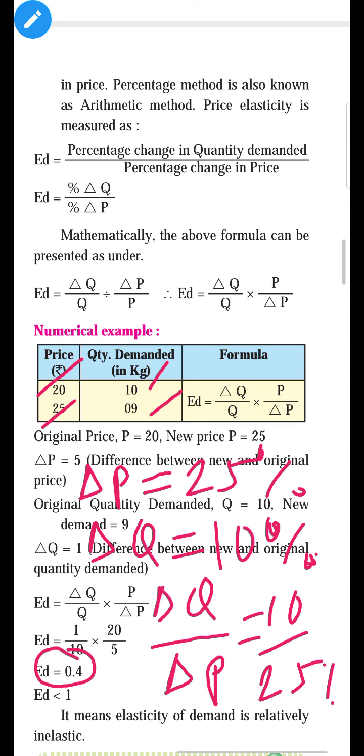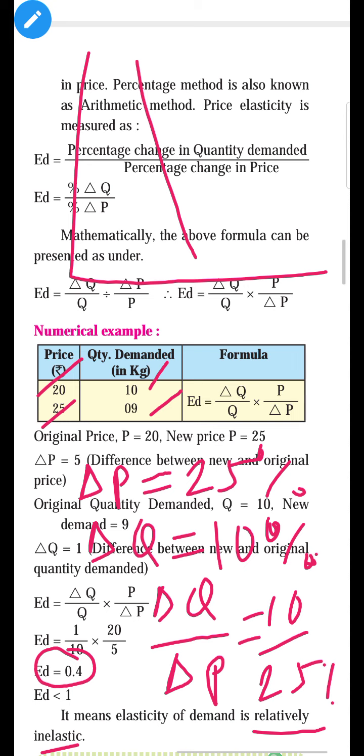Yes, so either you apply ratio method or you can apply percentage method. Answer comes same, that is 0.4, and even the type is same, it is relatively inelastic, and the slope of demand is steeper, same way. Yes, a large change in price brings small change in demand. You can see the numbers. Price changes by 25% and demand changes only 10%. So when the price changes more, demand changes less. Which type is it? It is relatively inelastic demand.